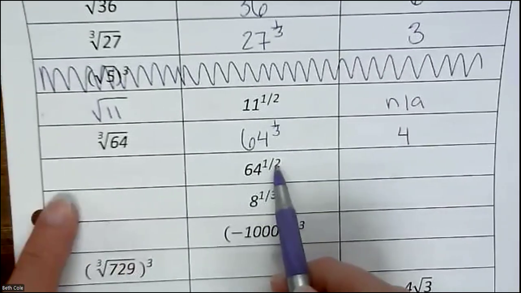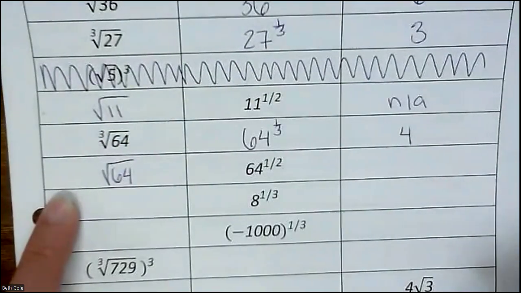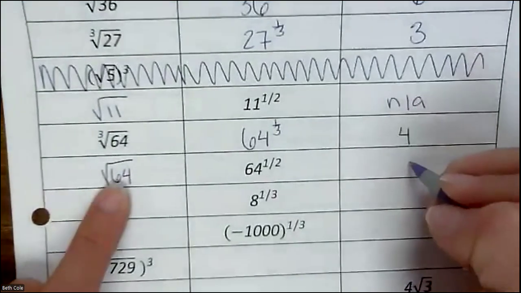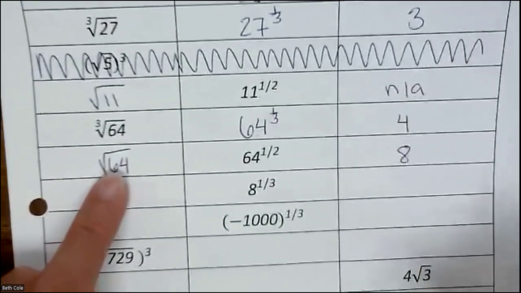All right, 64 to the 1/2. That means square root of 64, and that is 8. Square root and cube root are different. Good.